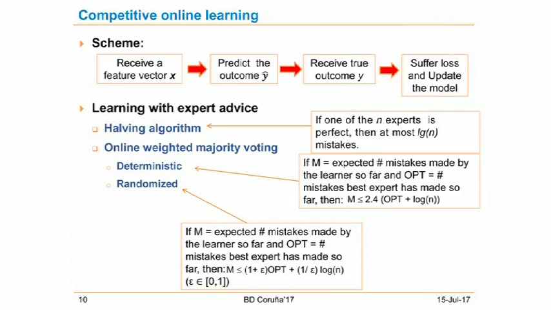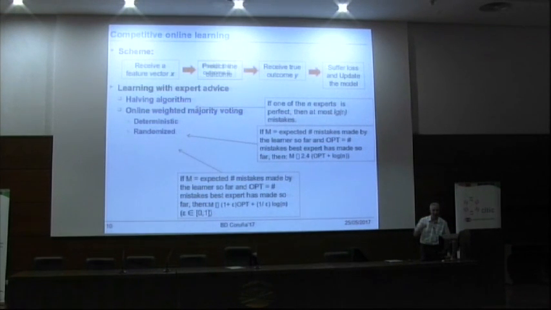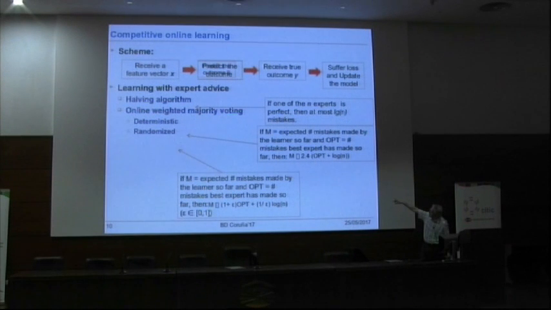Now, for online weighted majority voting, if the best expert among all makes opt mistakes, then the number of mistakes that can be made by the learner is going to be less or equal to 2.4 times the number of mistakes made by the best expert plus log n, okay, where n is the number of experts. This is what we call the bound. So you are sure that the number of mistakes that your online algorithm makes is not going to go far beyond this limit.